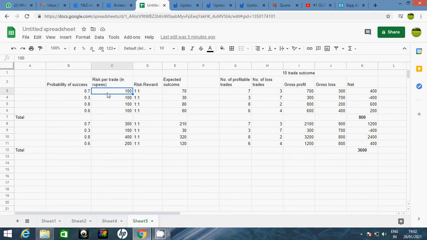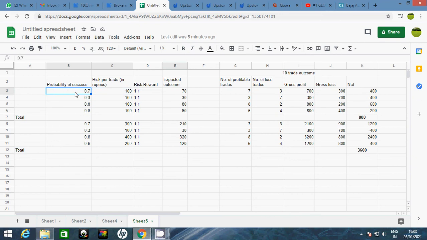We take the same risk for each trade, and to keep the calculation simple, we have kept the risk reward at 1:1. So for 100 rupees risk you will be getting a 100 rupee reward target. The expected outcome is nothing but the multiplication of these two, which is 70. Just bear with me for this, this is a little complicated part. Basically you have to multiply probability with risk per trade.